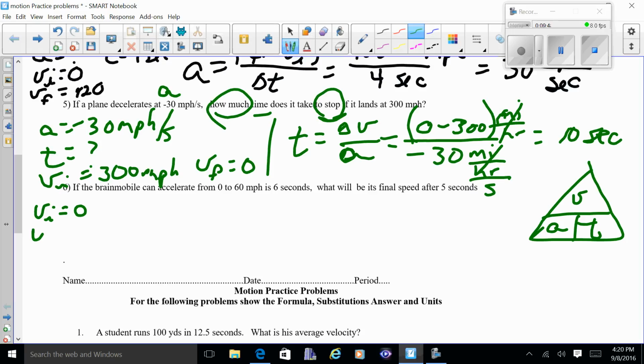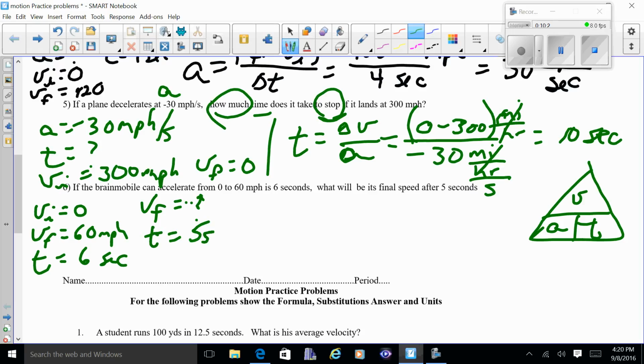What will be its final speed? So I'm looking for final velocity. Uh-oh, wait a minute here. I thought I already had final velocity. So what would be my final velocity after 5 seconds? Well, I'm looking for final velocity. And final velocity is equal to A times T. The thing is, though, I wasn't given A.